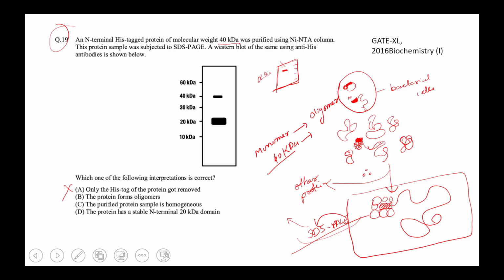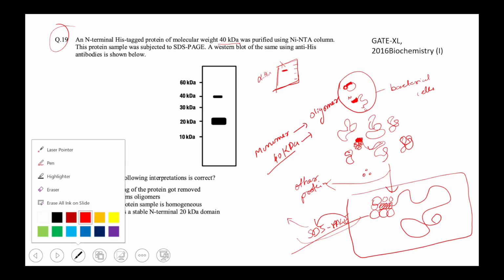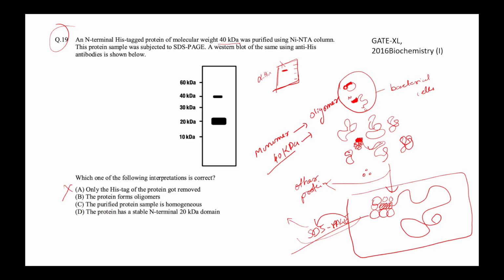But in this case we are getting a band of 20 kilodalton, which is lower than 40 kilodalton. That says that no, it is not forming oligomers, because if it were forming oligomers, the sizes would be above 40 kilodalton. So that is also not happening. The second option is also wrong. The protein is not forming oligomers.